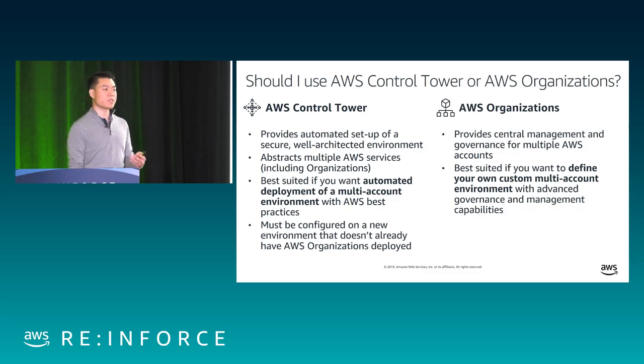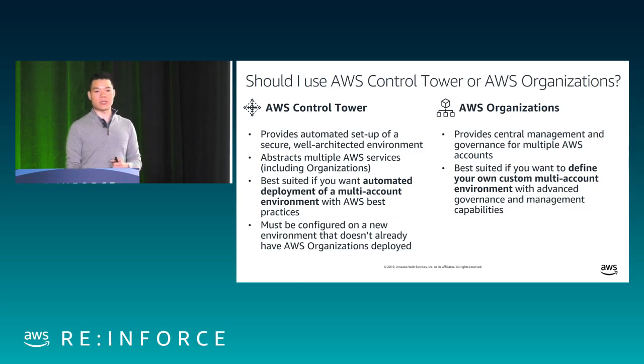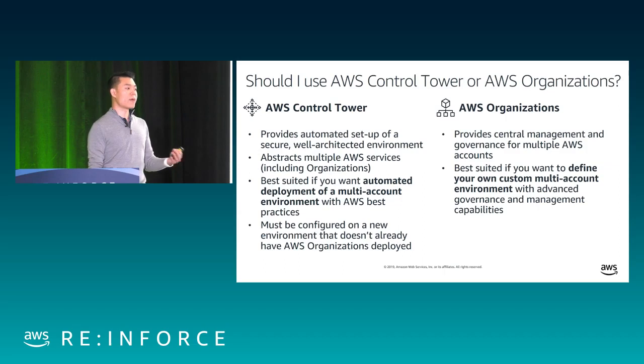So if you're already using AWS Organizations, you're going to either need to start a new environment deployment or stick with just using Organizations. Organizations, we'd recommend, is best suited if you want to define your own custom multi-account environment and use all of the advanced management and governance capabilities that we provide through the service. There's no right or wrong service to use. It all really depends on your specific business use case and what level of automation that you want to be engaged with.